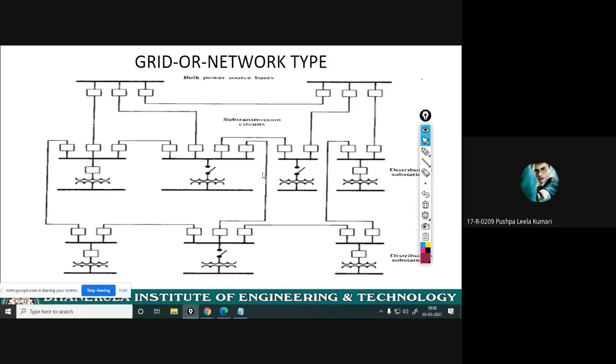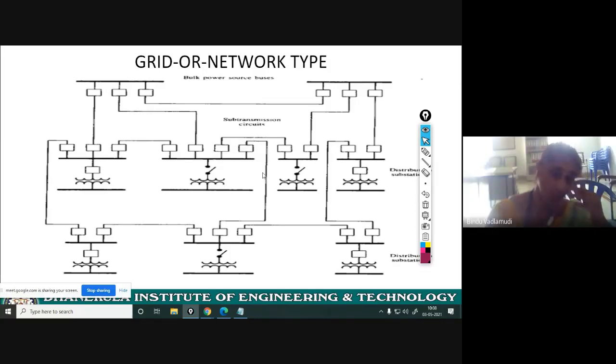Yes, ma'am. What difference have you identified? Bulk power source, ma'am. Yeah, first point. Here, instead of having a single source, we are having two bulk power sources. Very good.